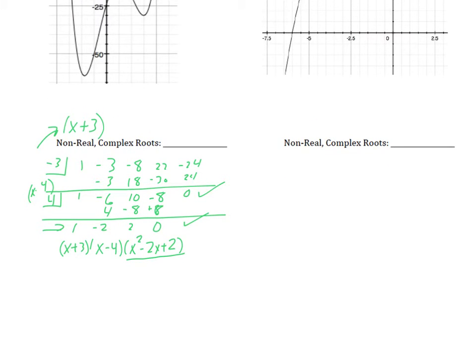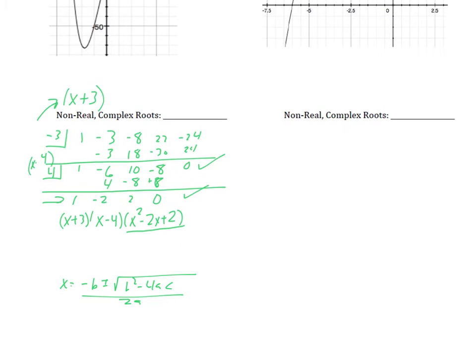So, remember, the quadratic formula is x equals -b plus or minus the square root of b squared minus 4ac, all divided by 2a. And let's figure out what a and b and c are. A is the coefficient of the leading term, so a equals 1. B is the next term, so that's -2. And c is the constant, which is 2. Let's go ahead and put these into this quadratic formula and get our roots.